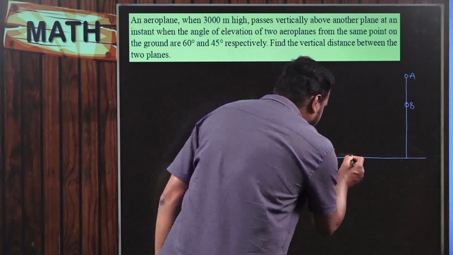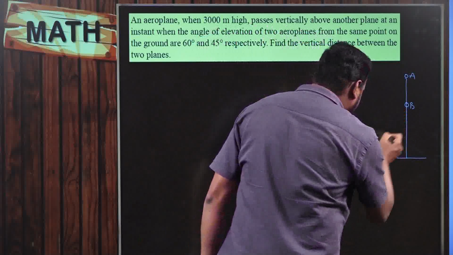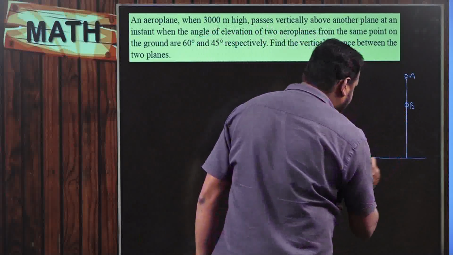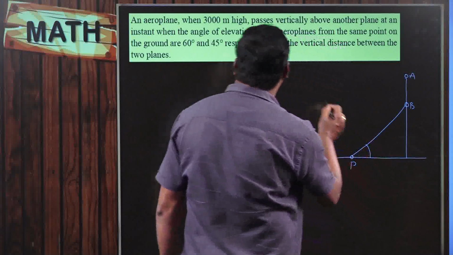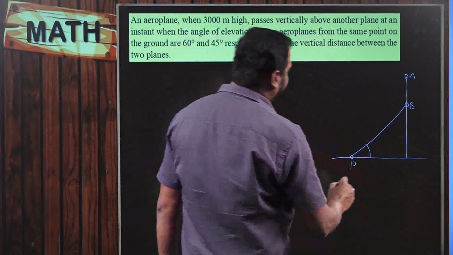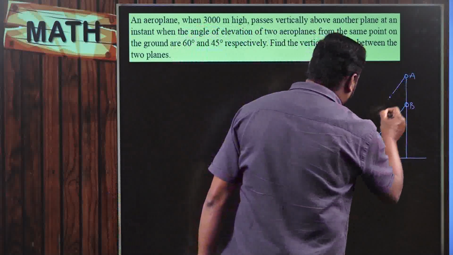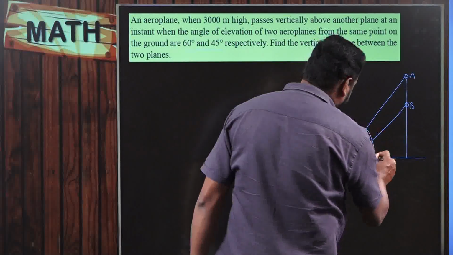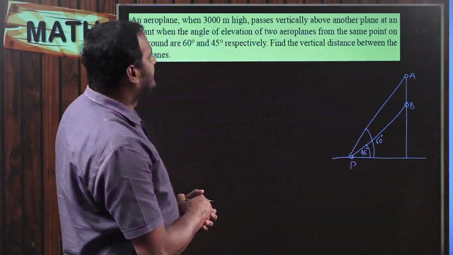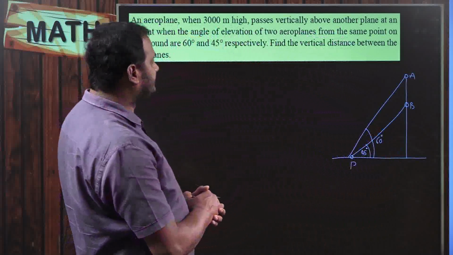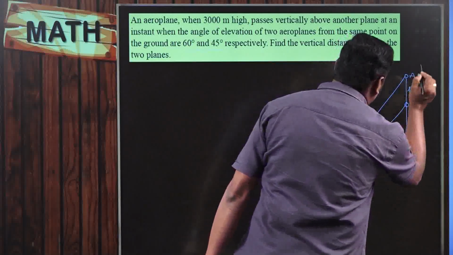For example, this is one point on the ground, right? So the point is P. This is one angle of elevation. So this angle of elevation is going to be 60 and 45 are given, right? So this is 45 degrees and another aeroplane is at an angle of 60 degrees. So this entire angle is equal to 60. What are you going to find here? Find out the vertical distance between both the planes. This is the vertical distance. Let this vertical distance be h.